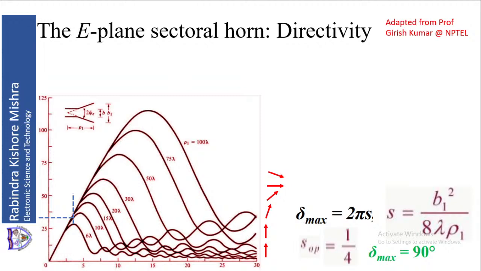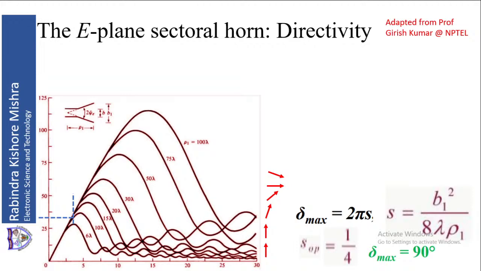So once you put S optimized value 1 by 4, then delta max will be 2 pi into S, or 2 pi into 1 by 4, which is equal to pi by 2, or 90 degree. So S optimized corresponds to 90 degree. When S optimized is equal to 90 degree, corresponding to that B1, S is equal to B1 square by 8 lambda rho 1.